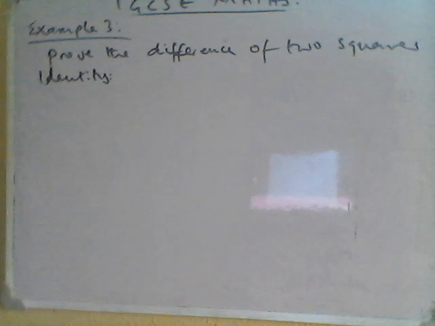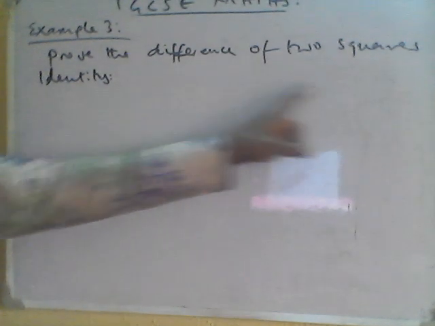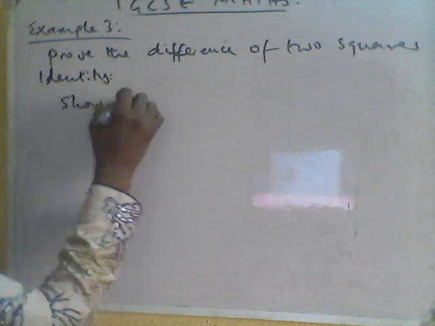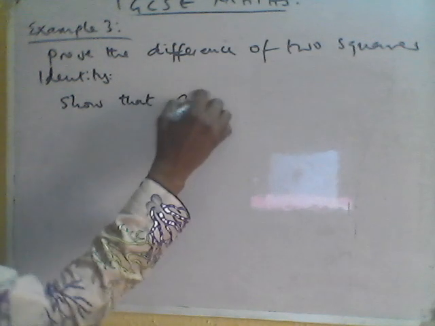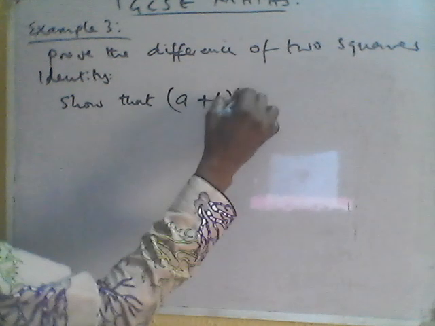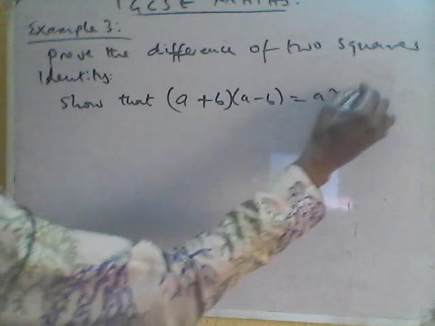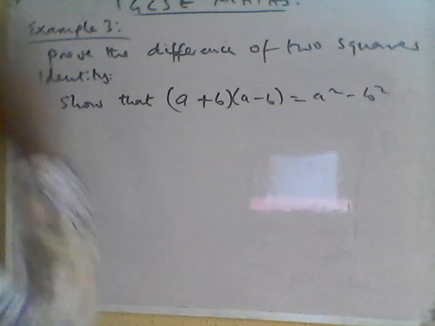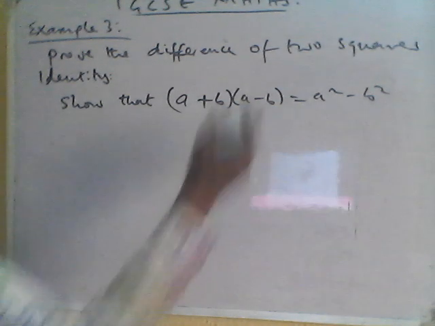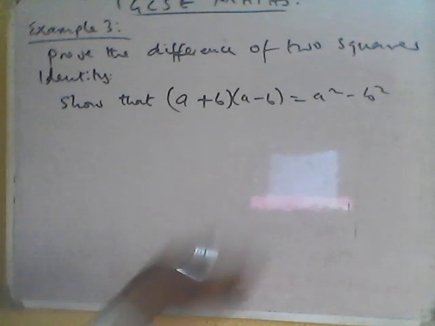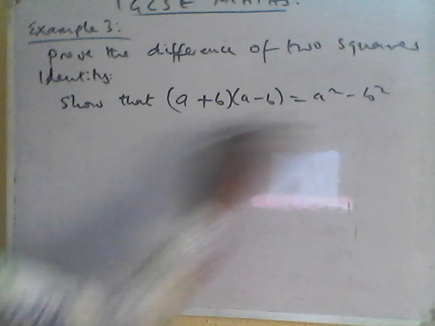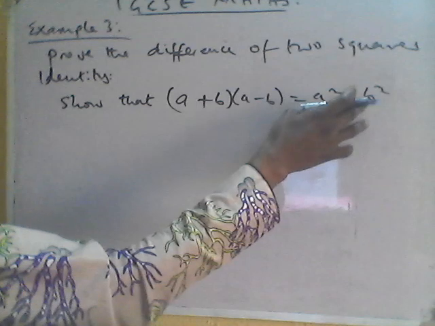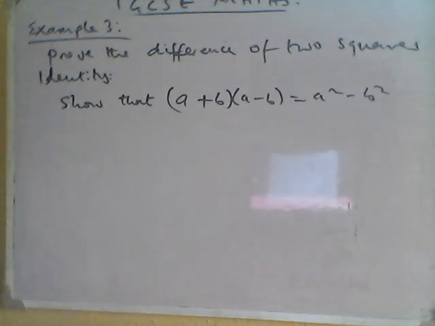Okay, so this question on the board says prove the difference of two squares identity. That is, show that (a + b)(a - b) is equal to a squared minus b squared. A time will come when this should just be in your head. When you see this, or when you see this, they are identities. This can replace this, and this can replace this. But how can we prove this? If I expand this, and what I get as the answer matches this particular one, then the identity is verified.